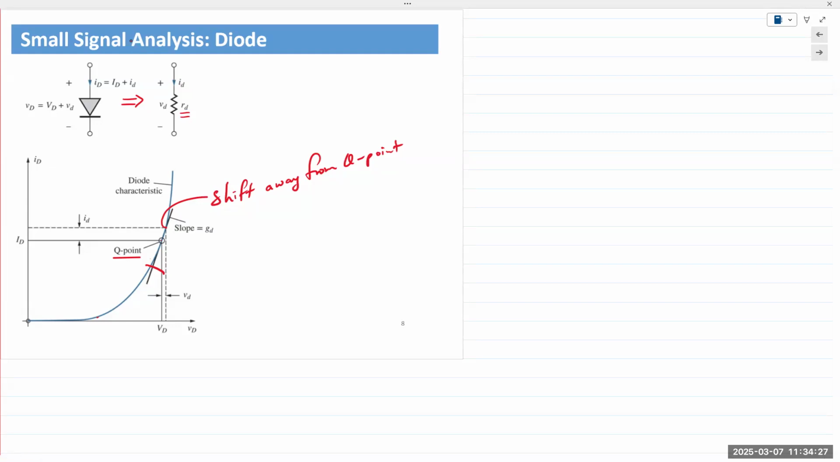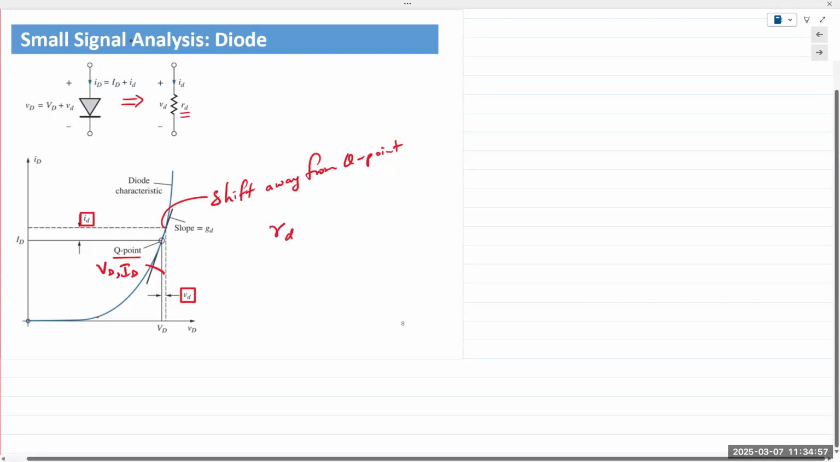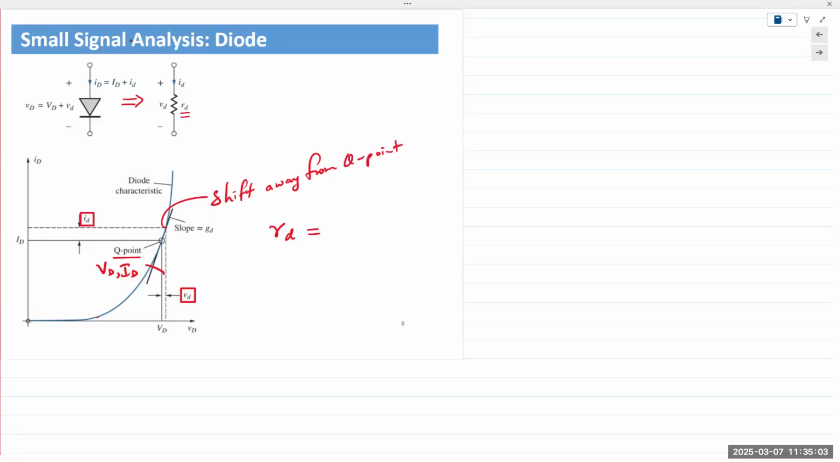So at the Q point, it'd be VD, ID, right? One single point, so DC or static resistance. AC or dynamic resistance would be given by the change in the voltage and change in the current, which is indicated by the lowercase vd and id. And so we can write rd. Again, pay attention to the lowercase. Uppercase RD would simply be the DC resistance. Lowercase rd would be the AC resistance.